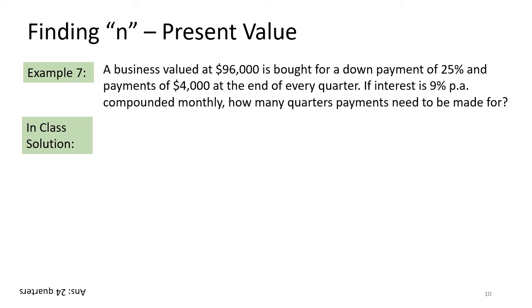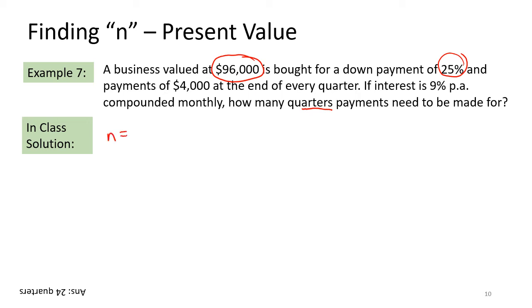Okay, so we know that they bought the business for $96,000 and only paid 25% down. So knowing that, you know that they have a loan because they have to pay that money back. So you know the present value. Second item is asking for how many quarterly payments. So if it's asking for how many payments, that means you're trying to solve for the term n. So if it's n and the present value, we start with our formula.